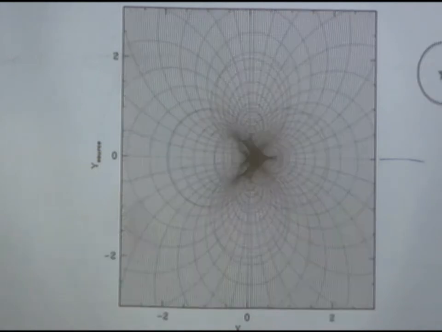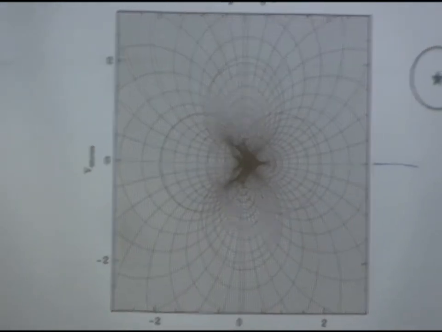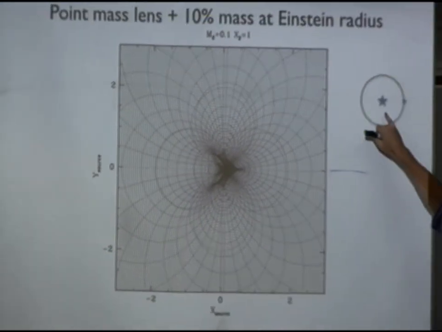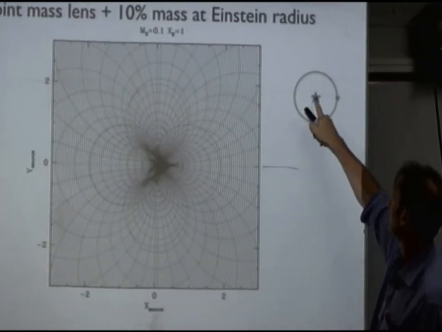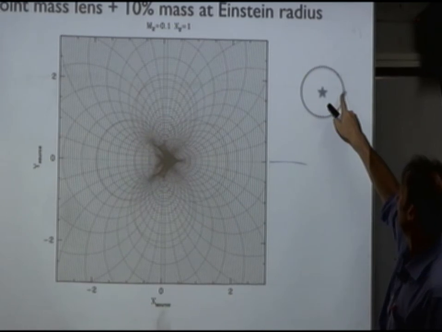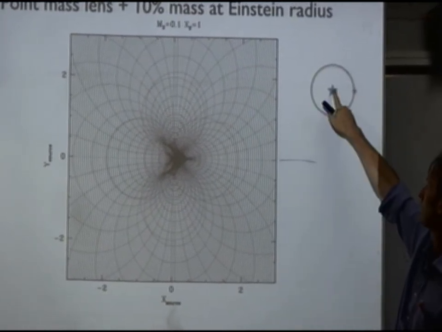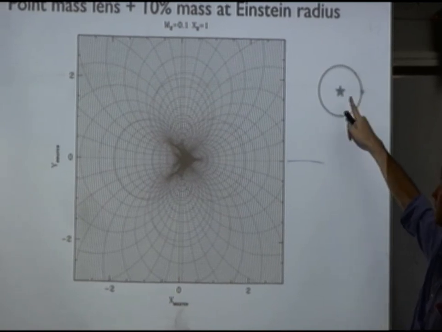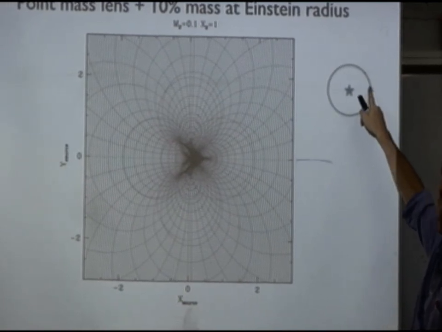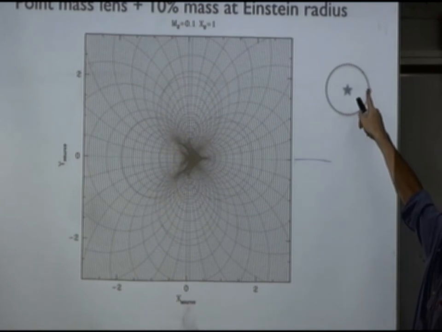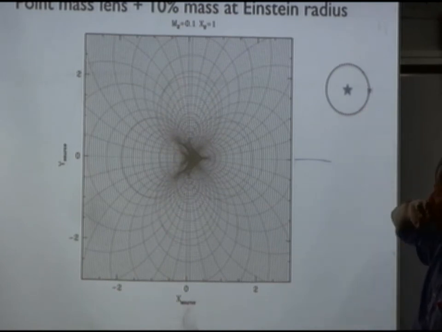Now let's add a point mass. So now I'm doing the same thing, but now I'm making my lens model a bit more complicated. Here's my point mass lens, and I'm adding a second point mass with the mass 10% of the central one. So I'm giving this guy a little satellite, and I'm putting the satellite right on the Einstein radius because I know that that's where the interesting effects happen.